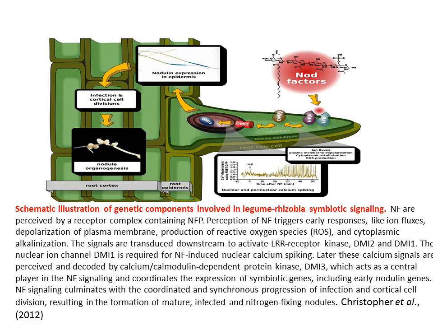This triggers, or these enzymes activate, the genes present inside the host genome, which are responsible for the formation of the respective amino acids, proteins and enzymes for the formation of the infection thread, as well as for the formation of the nodule and nodule organogenesis. So this is about the legume and rhizobium interaction and the process of nodule formation.